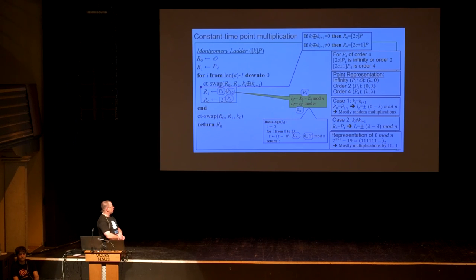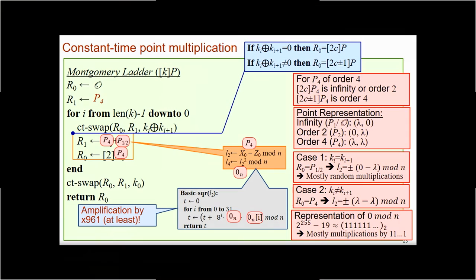And as it turns out, 0 is represented as 2 to the 255 minus 19, which is the field size. So we have 31 bytes that are 0xFF, and the last byte has only 6 bits that are set. And so most of the multiplications that we do here are multiplications of 0xFF. And because we have 961 of those multiplications, we basically amplified the difference between the cases by three orders of magnitude, which is what we wanted. That's what we lose when we sample at a low rate.